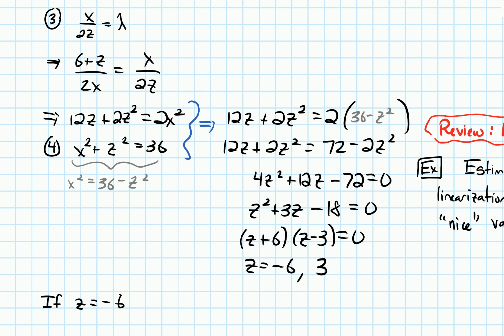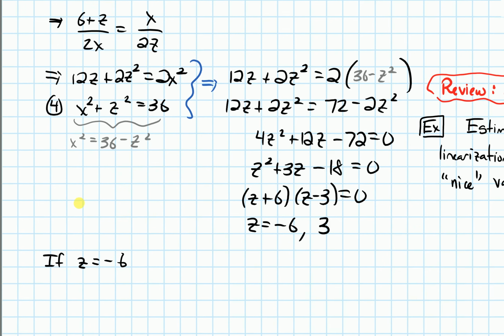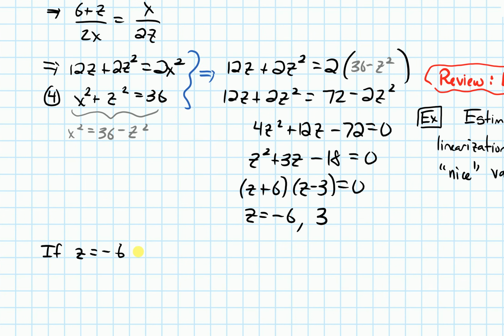Now I'm assuming that z is negative 6, so it's left for me to figure out x. If z is negative 6, I can plug that into equation 4 to get x. So we'd get x squared plus z squared, so that's negative 6 squared, equals 36. So I have 36 on both sides, and these will cancel if I subtract. And so I get x squared equals 0, and that means that x equals 0.